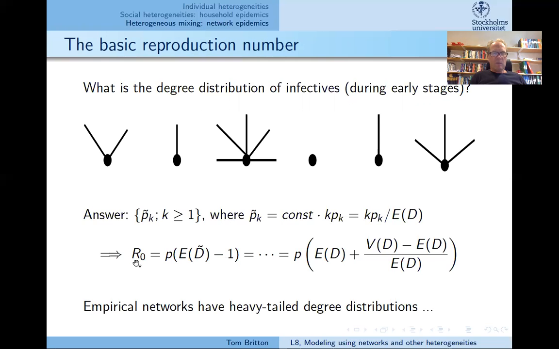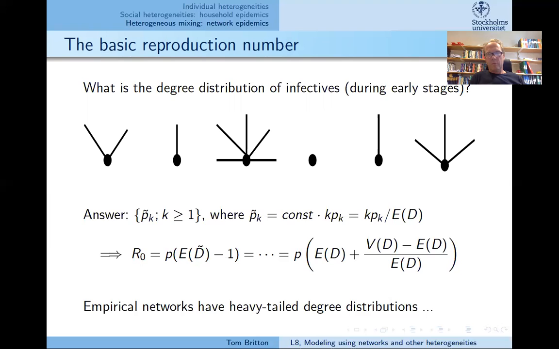And the basic reproduction number is P times the mean of this shifted degree distribution subtracted by 1. And in terms of the original degree distribution, this mean subtracted by 1 equals the mean of the original degree distribution plus a factor which depends also on the variance of the degree distribution.